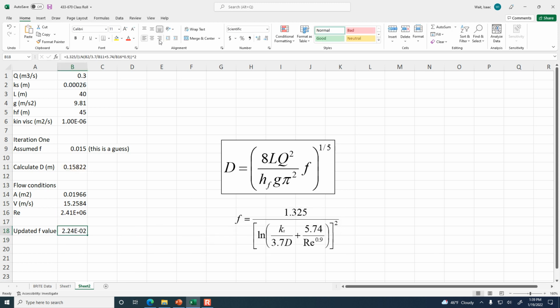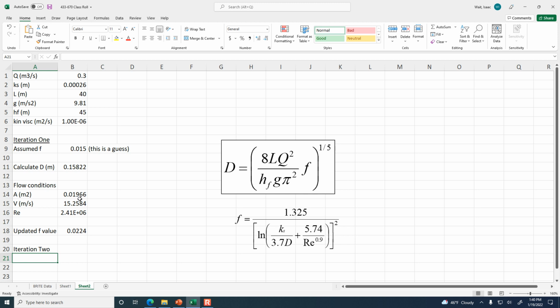So we have to ask ourselves, is this f value in a reasonable range? It is. Our initial guess was that the f value should be 0.015, and we have an updated f value of 0.0224. Okay, so now that we have a new f value, this was iteration 1. Now we're going to do iteration 2.